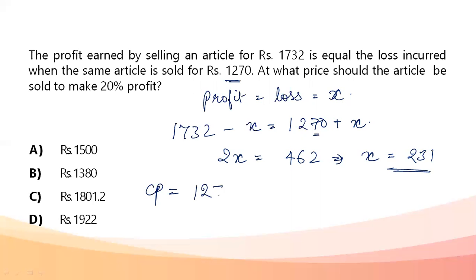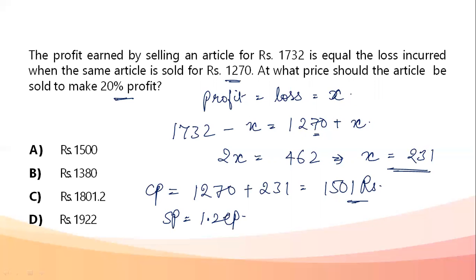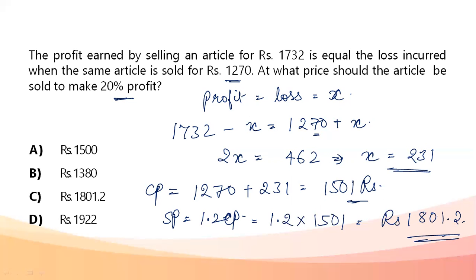I'm going to go for addition. Cost price becomes 1270 plus 231, that is rupees 1501. Now, cost price I have. At what price should I sell so that the article is making 20% profit? So selling price is 1.2 times cost price, because I'm going to have a 20% profit. Cost price I have, it's 1501 into 1.2 comes out to be rupees 1801.2. That is the price at which I should sell it so that I get a 20% profit.